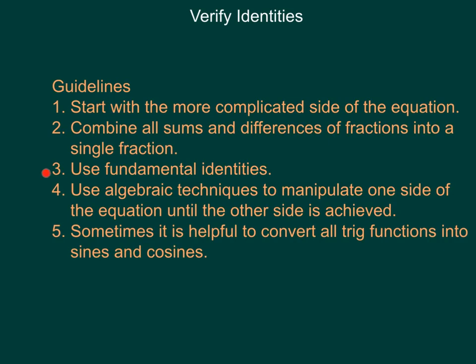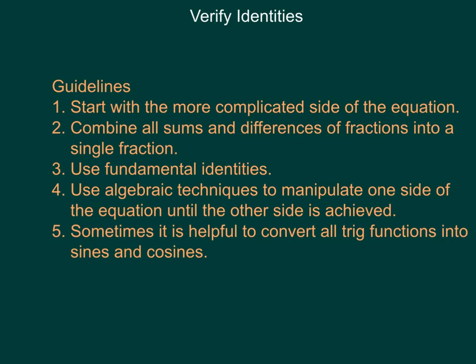You want to look to apply a fundamental identity. Go ahead, then use some more algebra techniques to try to manipulate that one side so that it starts to look like the other. But remember, as you do this manipulation, sometimes you're going to have to go back to using a fundamental identity. And as you apply a fundamental identity again, do some more algebra, and eventually you get to the point where one side matches the other.